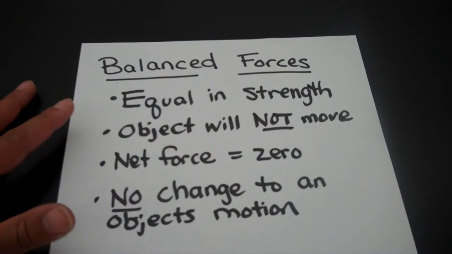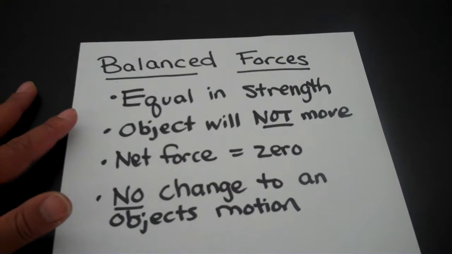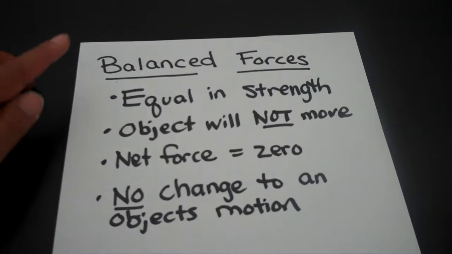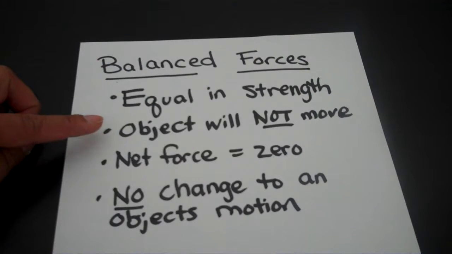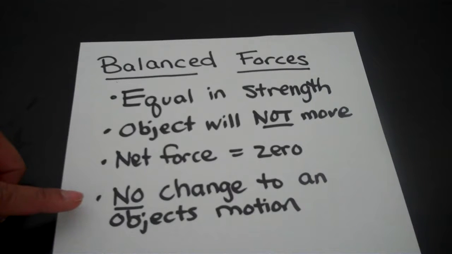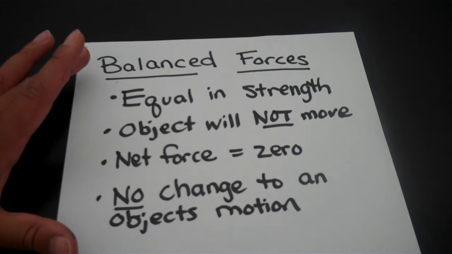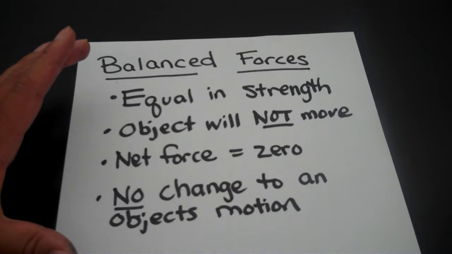Forces can be balanced or unbalanced. Now this is where you're going to take your foldable and open it up and add the notes. Under the foldable that says balanced forces, please add these notes. Balanced forces are equal in strength, objects will not move, the net force is 0, and there is no change to an object's motion. So when forces are equal, the object will not move.